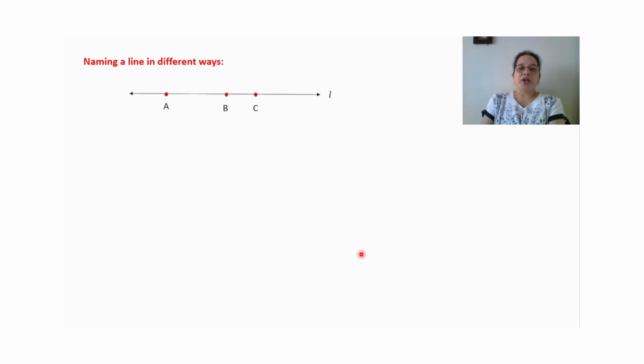Naming the line in different ways. So this is the line. We can name the line in two different ways. The first one is using two capital letters. So any two, here 3 points are given, so you can choose any two. Suppose A and B. So you can say AB and reverse order BA. Next you can take A and C. So you can say AC and reverse order is CA. Or you can choose B and C, 2 points. So BC and the reverse order is CB.